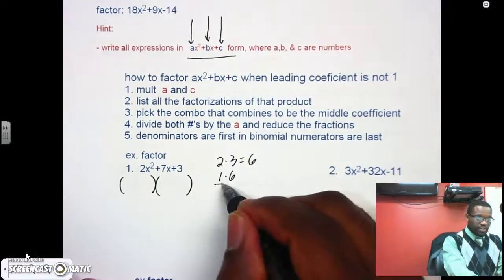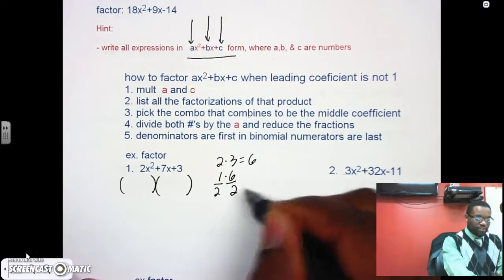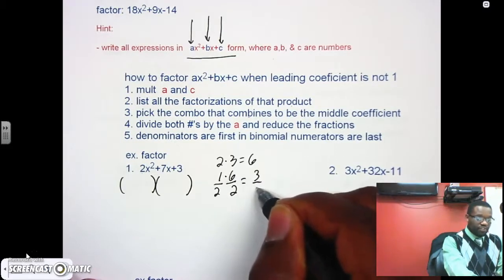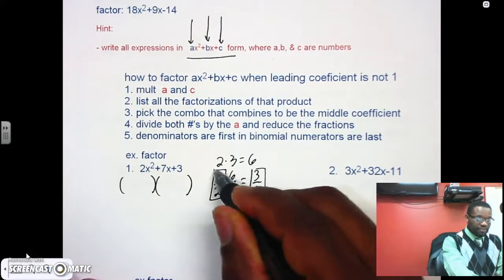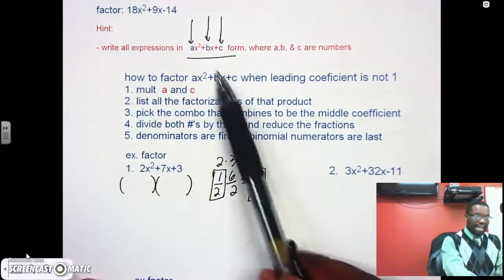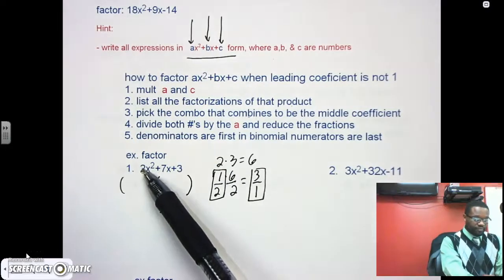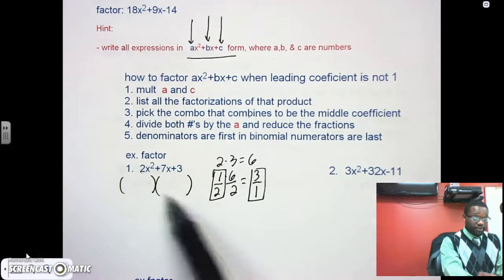So I'm going to take 1 and divide it by 2, and 6 and divide it by 2, and reduce them if they can. 6 over 2 is actually 3, and if it's a whole number, you keep it over 1, and 1 over 2 did not reduce. Okay? So once you find those two numbers, a new step is to divide them by a, which is the leading coefficient. Now, both of these turn out to be the answers that go in here.